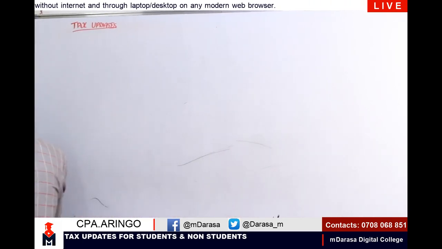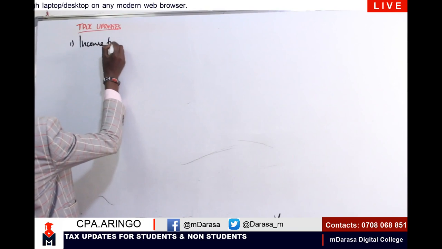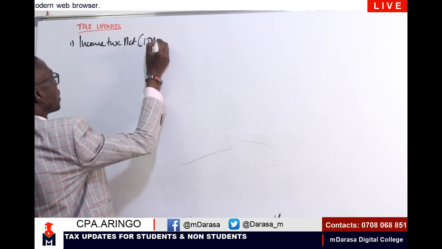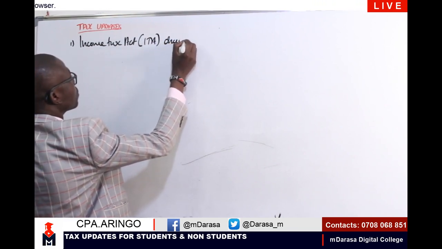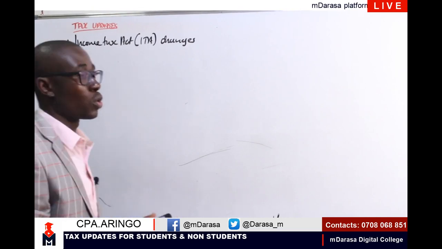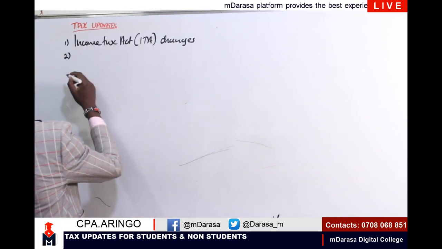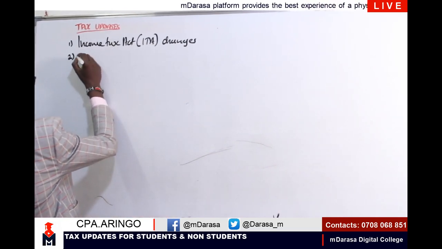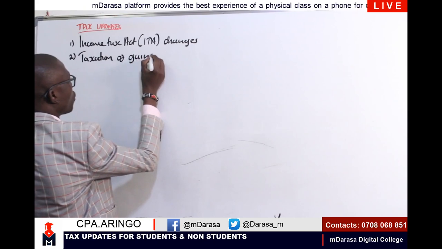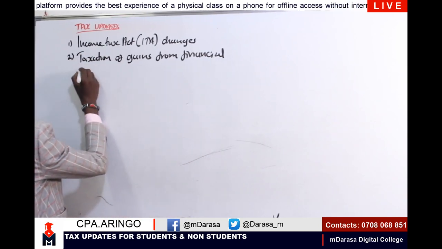Number one, you're going to see the changes in terms of the Income Tax Act. Income Tax Act changes. It is under income tax that we'll also be looking at our second schedule, which is basically capital allowances. Number two change, we're having taxation of gains from financial derivatives. This is now practical financial derivatives.